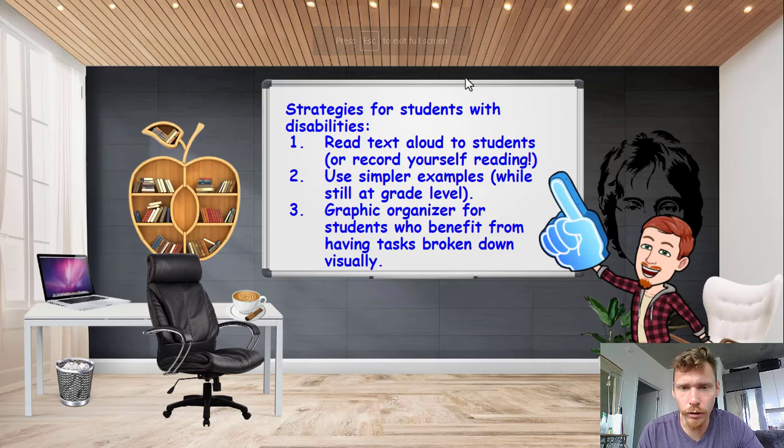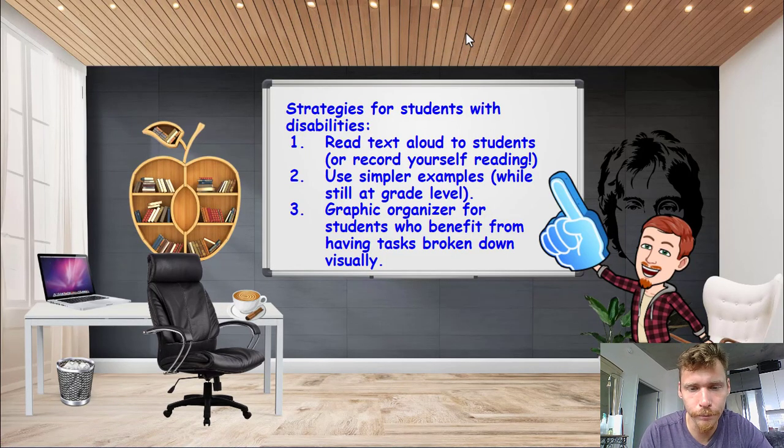So here are a few strategies for students with disabilities. You can read the text out loud to students, or better yet, record yourself reading and post the recording to Google Classroom, so that they can rewind and fast forward and process the information at their own pace. The second idea is to use simpler examples if you are reteaching this or teaching this to students with disabilities. You can still stay at the sixth grade level for the text, but you can use a paragraph where the main idea or central idea is more explicitly stated.